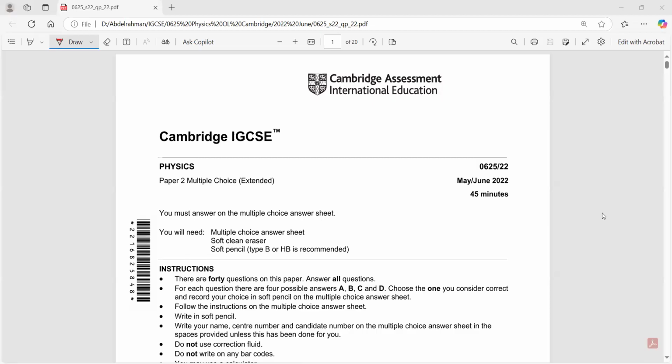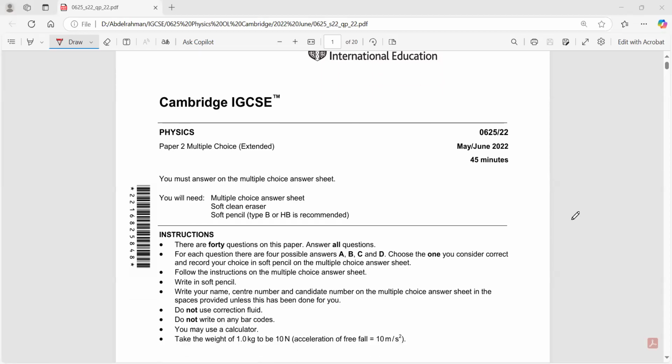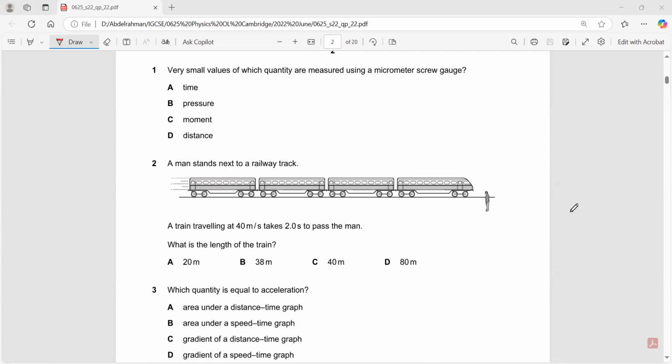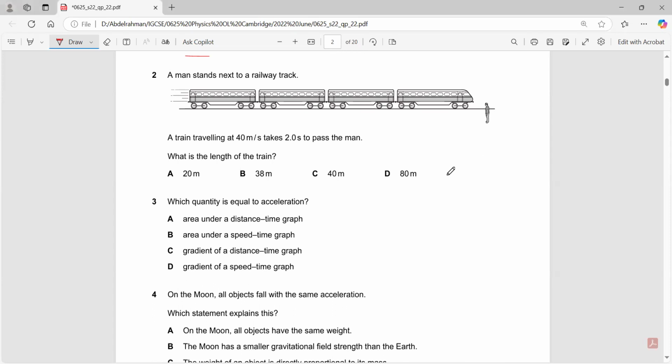Okay, May/June 2022, paper 2, variant 2. Question 1 has been removed because we are no longer required to know about the micrometer screw gauge. Definitely the micrometer screw gauge was used to measure very small distances. So this question has been removed, but for your reference, it does measure distance.